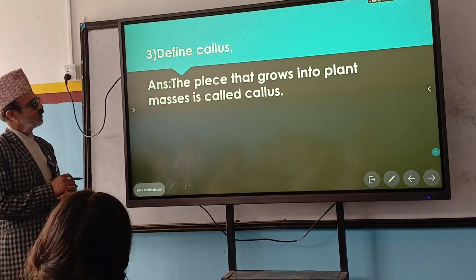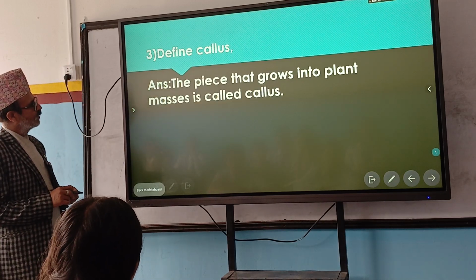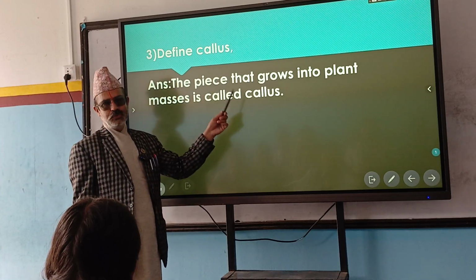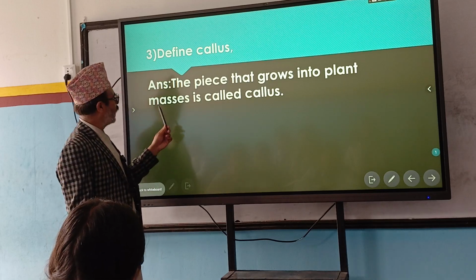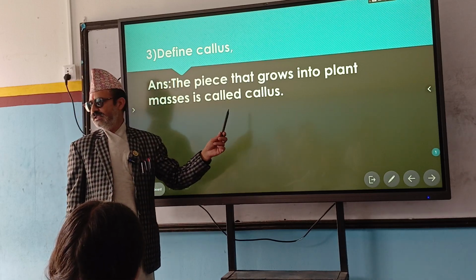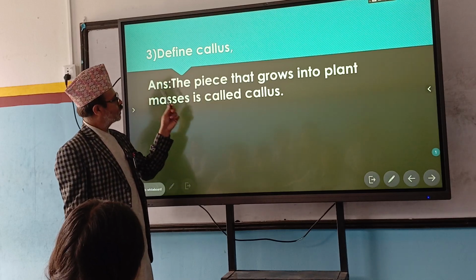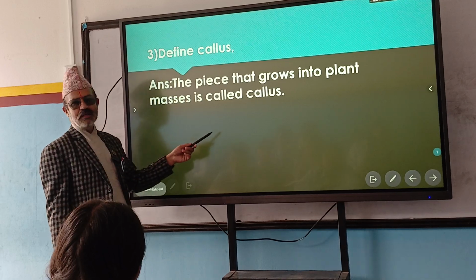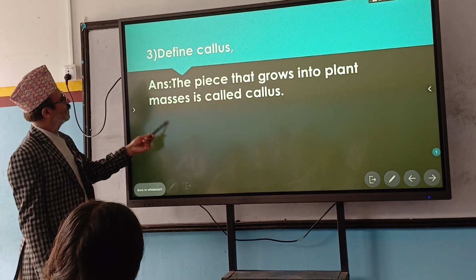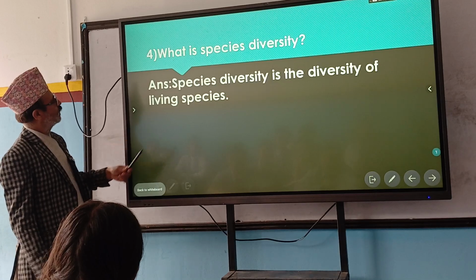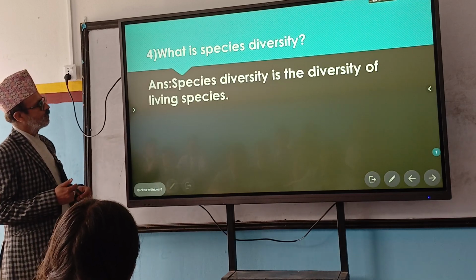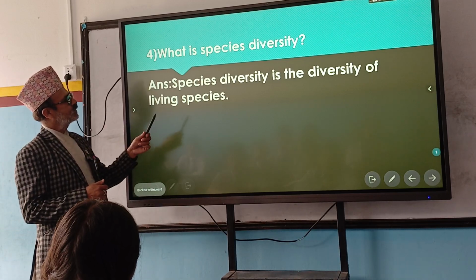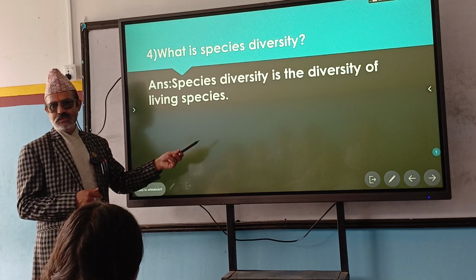Define callus. The small piece of a tissue that grows into plant masses is called callus. What do you say? The small piece of a tissue that grows into plant masses is called callus. What is species diversity? Species diversity is the diversity of living species, right?